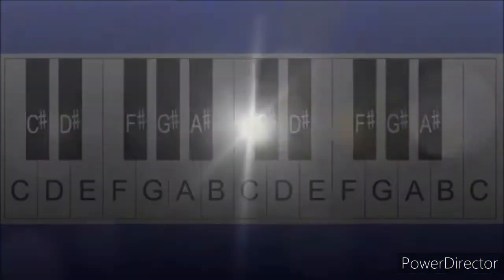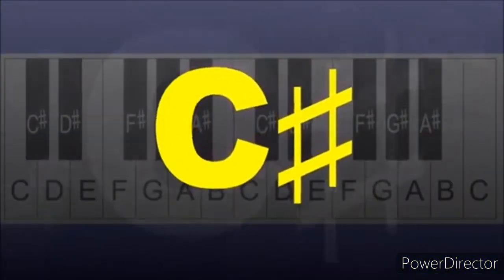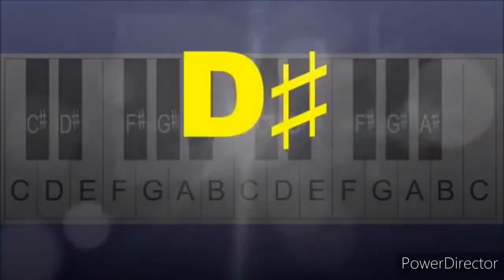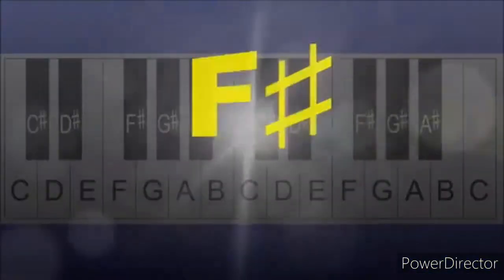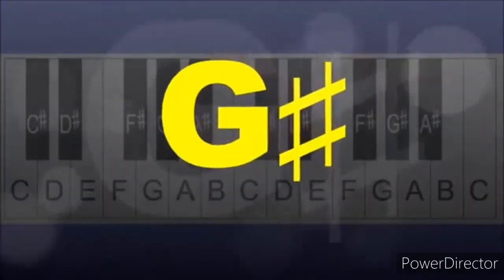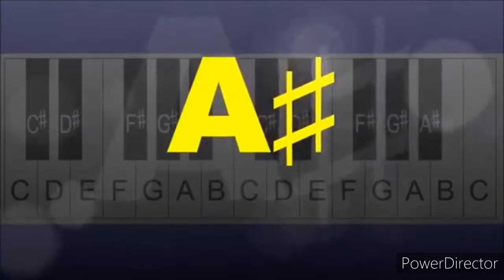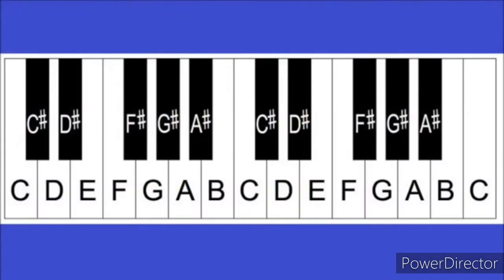So instead of C sharp, you will see this. Instead of D sharp, you will see this. Then F sharp, G sharp, and A sharp. So the names of the black keys are C sharp, D sharp, F sharp, G sharp, and A sharp.